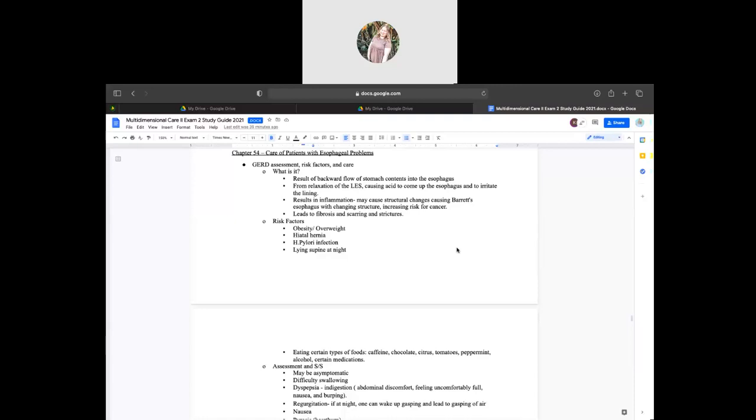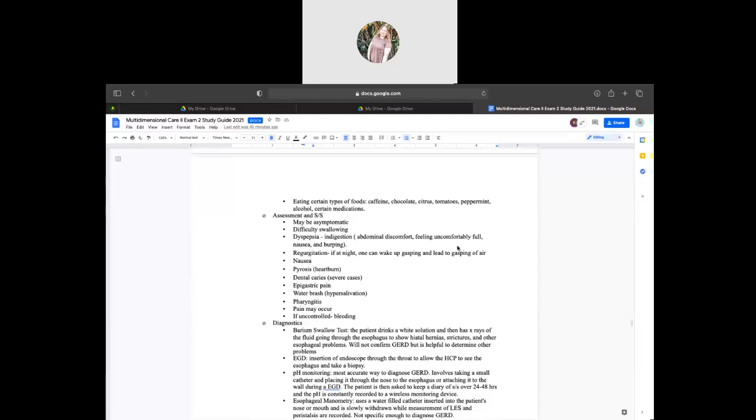So some of our risk factors are obesity and being overweight because of just how the body structure is. Hiatal hernia, which is going to be that protrusion of the stomach or the esophagus. H. pylori infection, lying supine at night, because when they lie supine, it causes the acid to regurgitate into the esophagus, causing irritation. Eating certain types of foods like caffeine, coffee, citrus, tomatoes, peppermint, alcohol, and some medications.